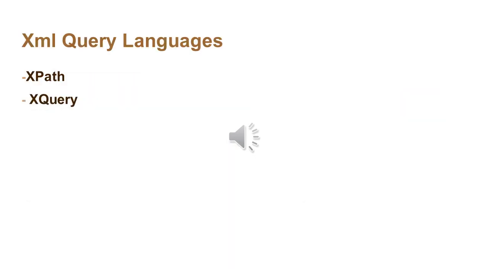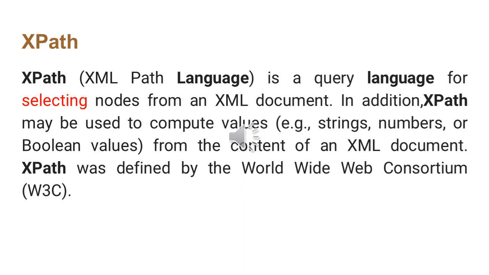See about XML query languages. In XML query languages, we are going to see about XPath and XQuery. XPath is a query language for selecting the nodes from an XML document. In addition, XPath may be used to compute values, for example, strings, numbers, or Boolean values from the content of an XML document.